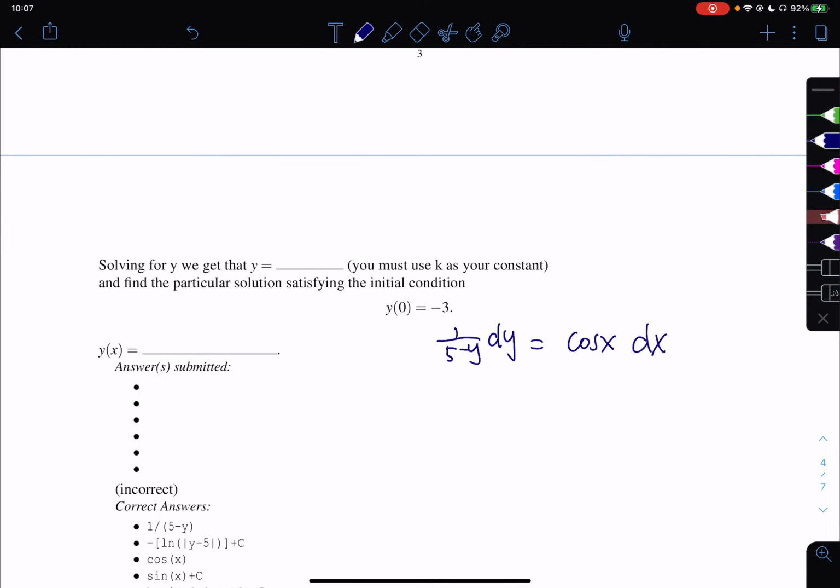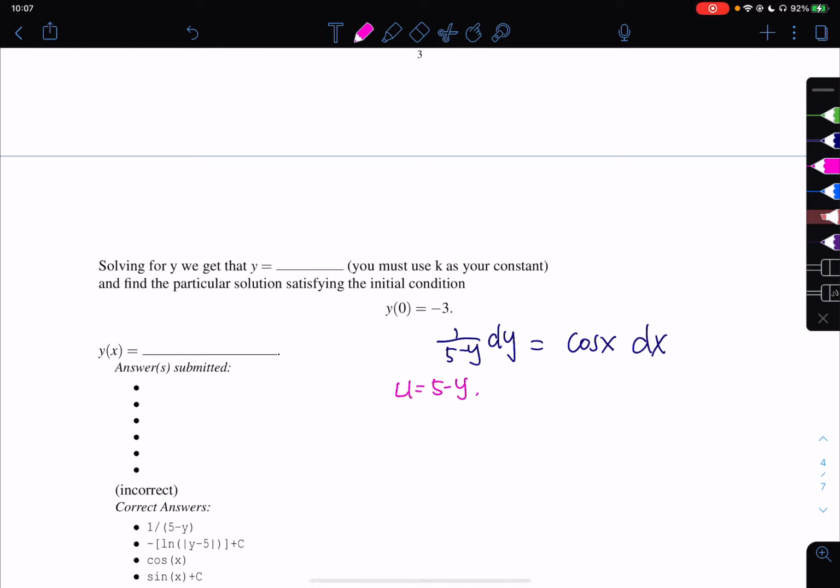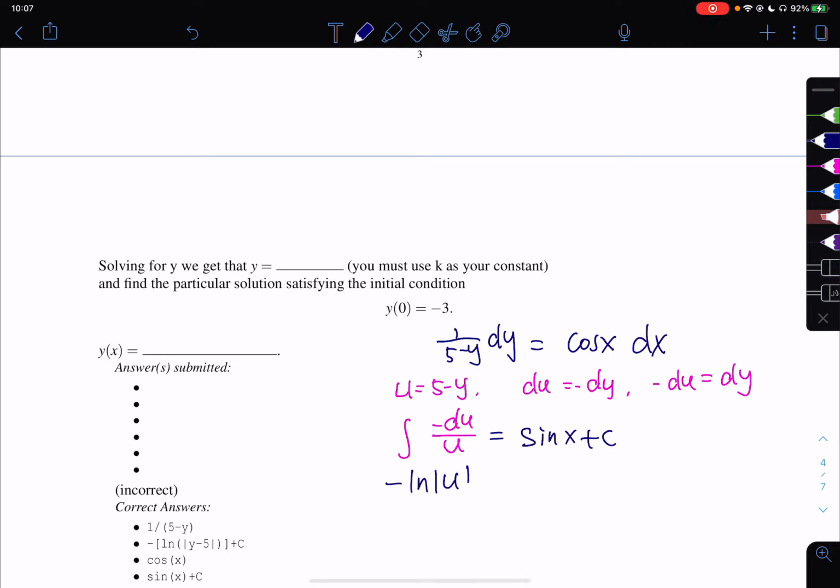The antiderivative of 1 over 5 minus y, you want to set u to be 5 minus y, hence you end up with du being negative dy, or the other way around, negative du is dy. So the left side of the expression is the antiderivative of negative du over u, and the right side is pretty straightforward. I found the antiderivative already, sine x plus c. So the left-hand side is negative natural log of absolute value of u.